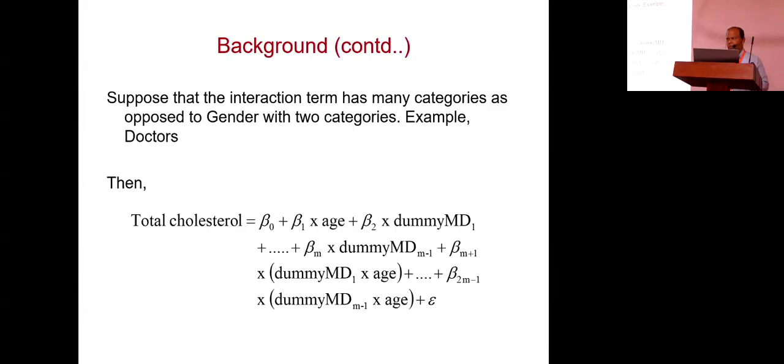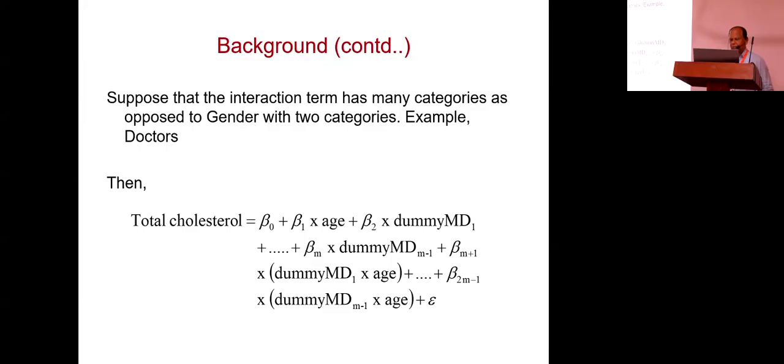Now, similarly, if you wanted to see doctors to have different slopes, then you have to multiply the doctor as a dummy variable for MD doctor and the regression coefficient. So the age, say for example, this is the main factor. This is each doctor into the age and so on and so forth. 11 such factors have to come in the model, which is not a novel way of handling this one.